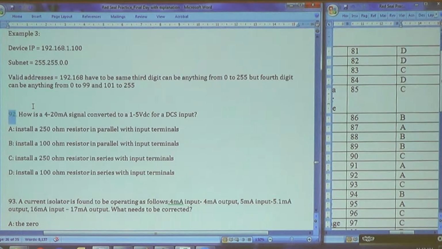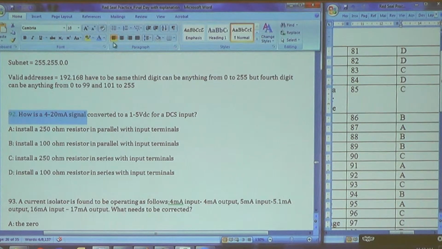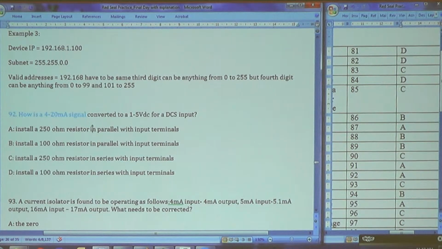Mark this question please. Shelby, what is the answer?